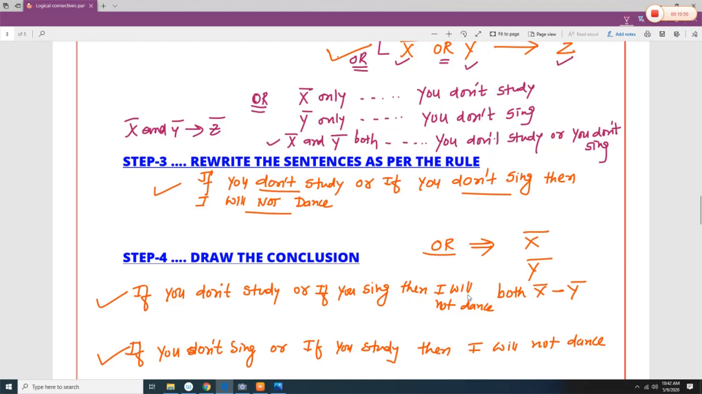So the first conclusion, let us start with this: X bar and Y bar leads to Z bar. So if you don't study, that is X bar, or if you don't sing, that is Y bar, then I will not dance, that is Z bar. So this is our conclusion number 1.